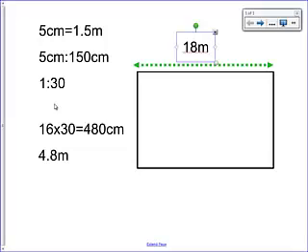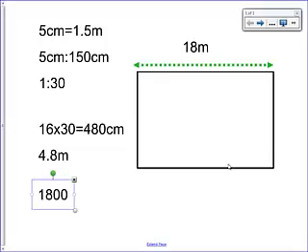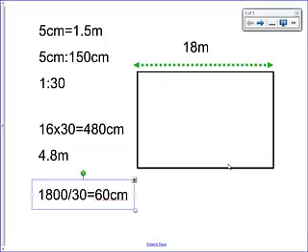You got it? Okay. What you would have to do now is change 18 meters into 1,800 centimeters. With me so far? Okay. And then you'd have to divide that by 30, because that way, you'd have it down to the scale. 1,800 divided by 30 equals 60 centimeters. So the drawing would have to be that wide in order to make it work. Okay, so you got it.